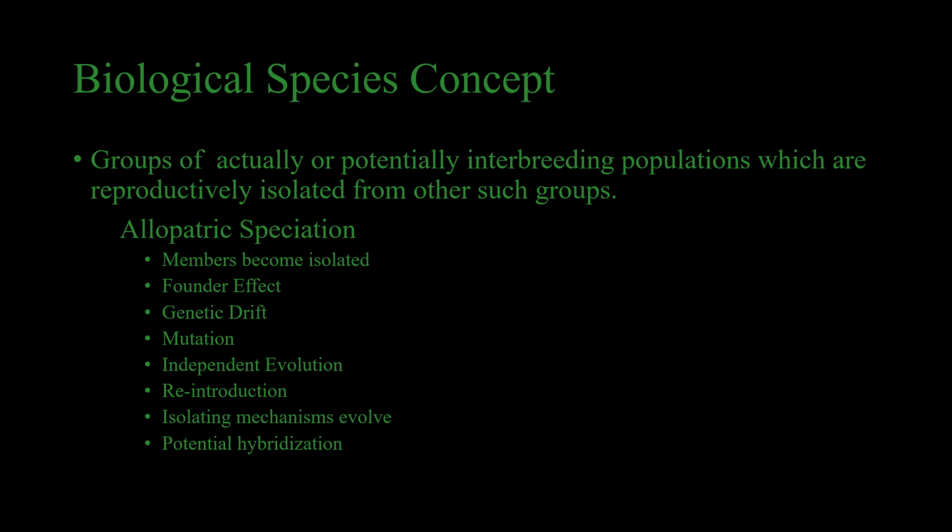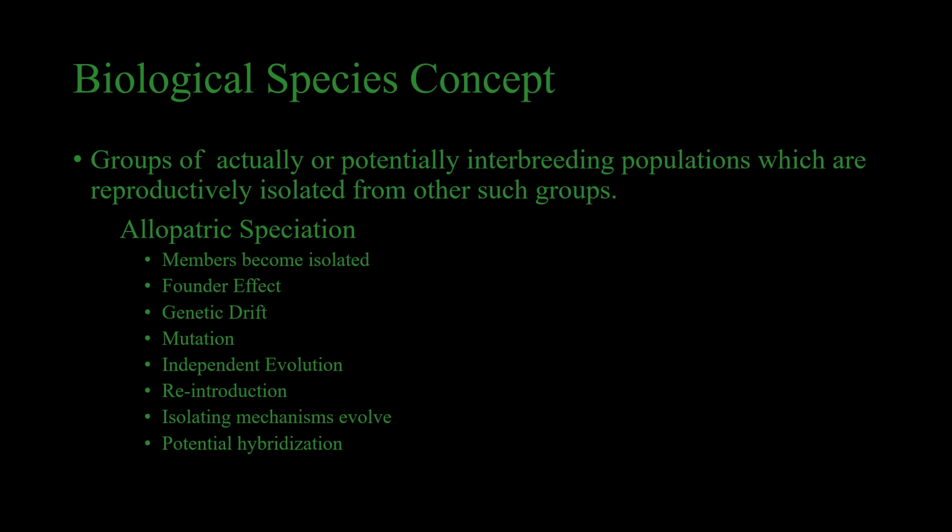So first of all, the biological species concept burst upon the scene in the 1940s with Ernst Mayr: groups of actually or potentially interbreeding populations, which are reproductively isolated from other such groups. This was sort of the culmination of the work of the modern synthesis of the day.